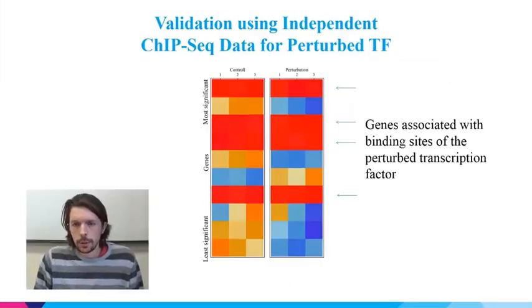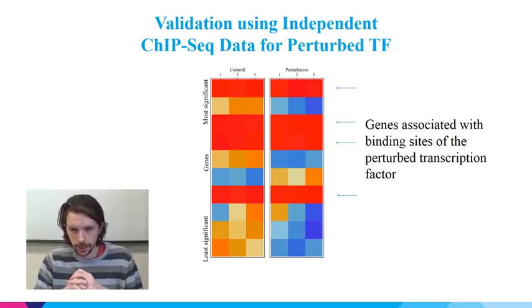Then we use the ChIP-seq data to identify genes associated with binding sites of the perturbed transcription factor, and we examine their position in this ranked list. Here we've indicated them with arrows and highlighted them as red. Now the hypothesis is that if a method is doing a very good job of analyzing the differential gene expression, these genes, highlighted red, should tend to be towards the top of the list, because these are genes which should be more likely than most to be differentially expressed upon perturbation of the transcription factor.